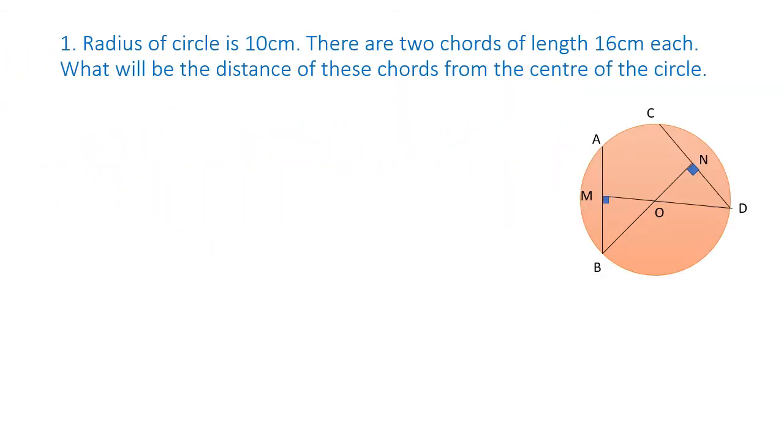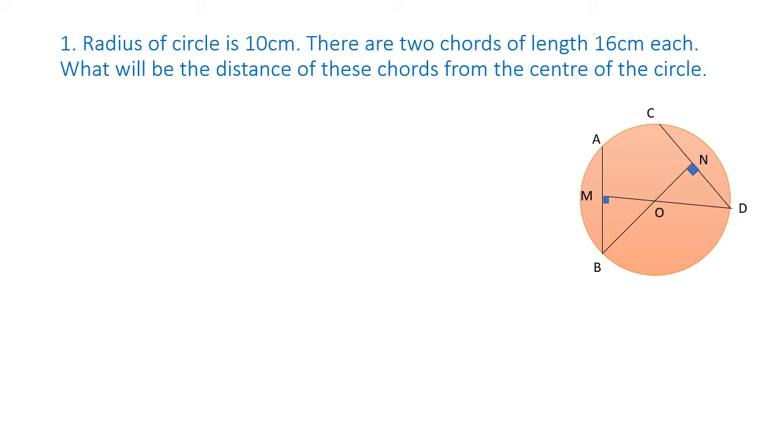So practice set 6.2. Okay, first sum: the radius of a circle is 10 centimeter. There are two chords of length 16 centimeter each. What will be the distance of these chords from the center of the circle? Let us try to observe whatever is given in the question.